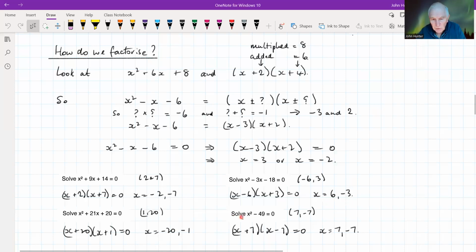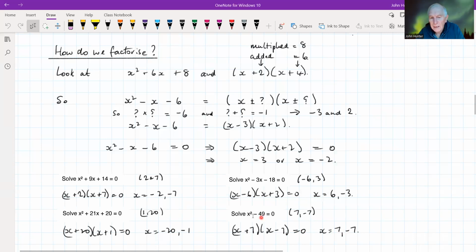And then finally, let's have a look at this one. Well, this one looks a little bit different, doesn't it? Because it's got no x term in it. Although in a sense it has, because it's 0x, and you could say x squared plus 0x minus 49 equals 0. So two numbers that multiply to minus 49 and add to 0: 7 and minus 7, giving us this factorization equals 0 and solutions of 7 and minus 7.